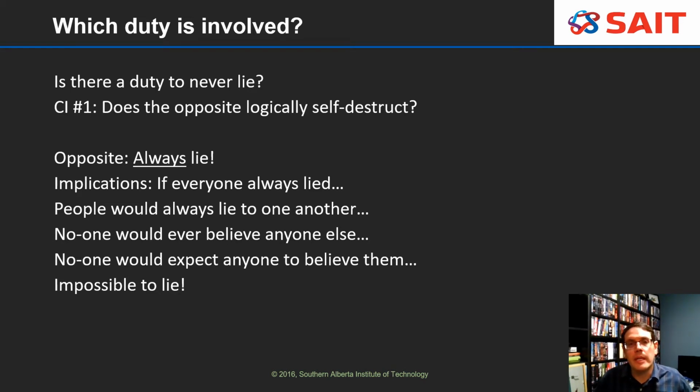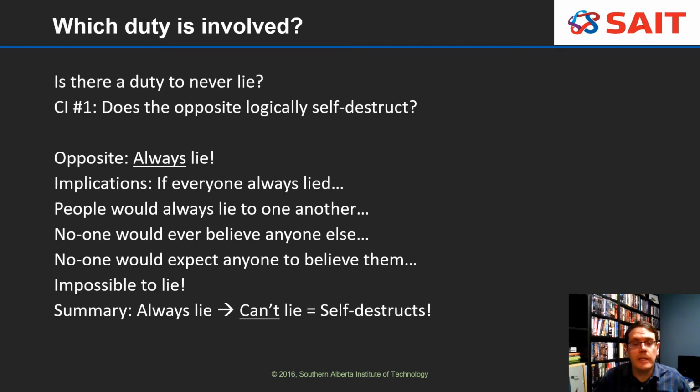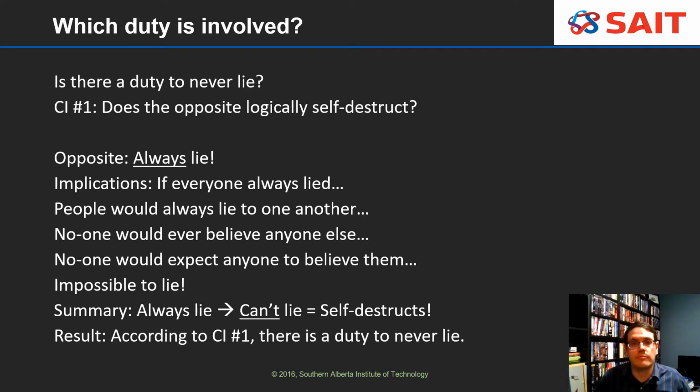If you think about it, when you tell a lie or say something that's untrue, but you don't really expect anyone to believe you, then you can generally pass it off as a joke. And if people were totally confident that you weren't serious, then they'd never believe you in the first place, so it would just be impossible to lie. In other words, if you have a duty to always lie, then you can't lie. In other words, it self-destructs. As a result, according to the first categorical imperative, there is a moral duty to never lie.